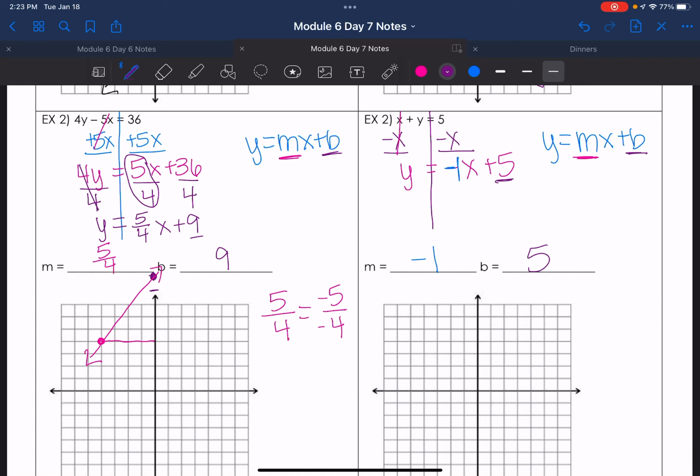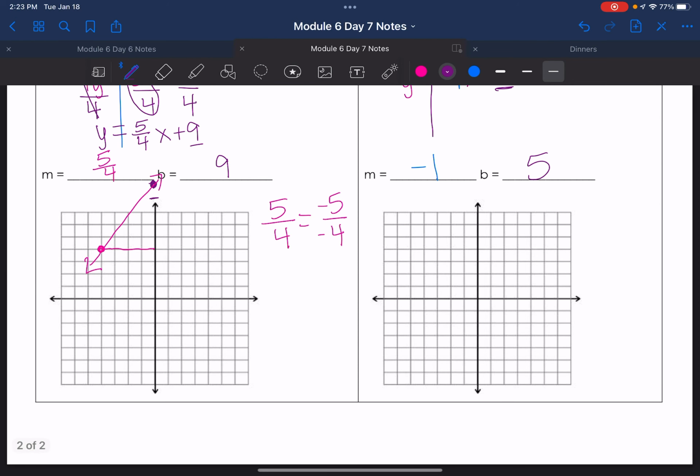So our starting place on this graph is a positive 5 on the y-axis. We're always on the y-axis. So we go up 1, 2, 3, 4, 5, and plot that point right here. And then again, our slope is -1. If I want to put that as a fraction, I put it over 1.